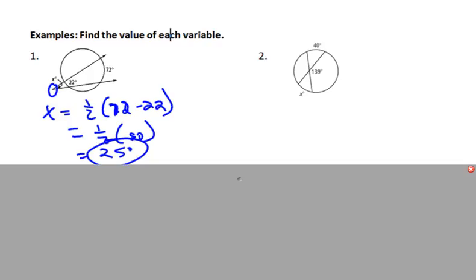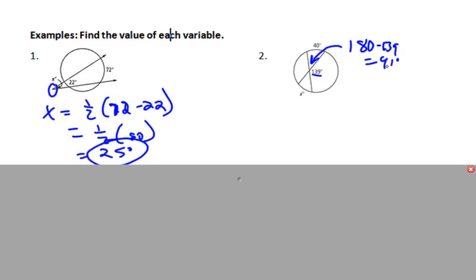All right. Number 2 is different because it intersects inside the circle, but we're not looking for the angle. This time we're looking for one of the arc measures. We're also not given the angle. We're given an angle that would form a linear pair with it. So if this is 139 here, that means that this would be whatever 180 minus 139 would be, which would be equal to 41.